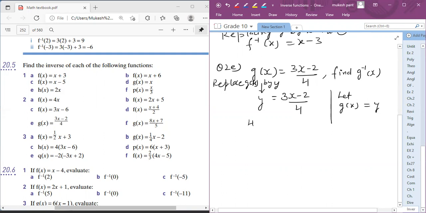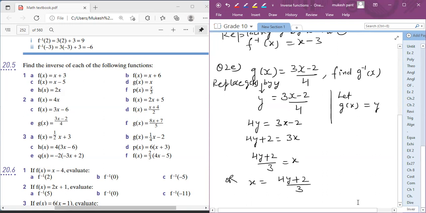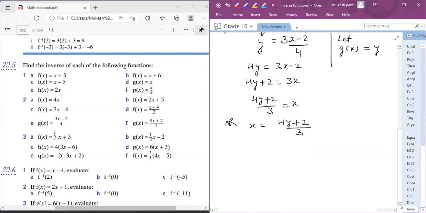This becomes 4y equals 3x minus 2. So we add 2 to both sides, giving 3x, and in the next step dividing by 3. So this is 4y plus 2 over 3 equals x, or x equals 4y plus 2 over 3. So what we have to do is make the same variable on both sides.